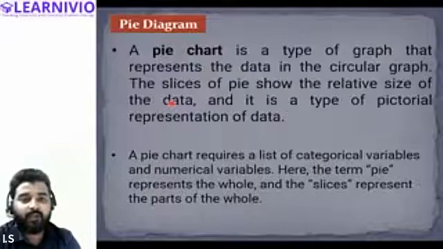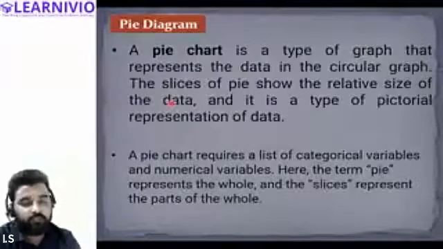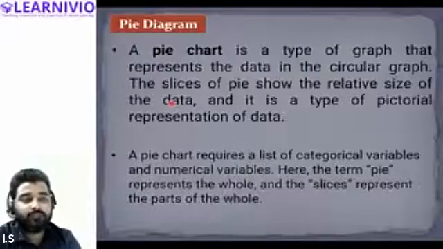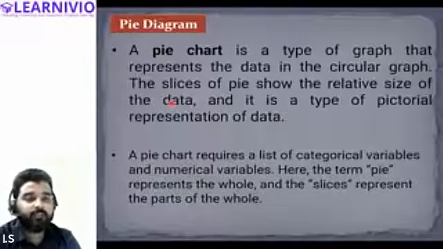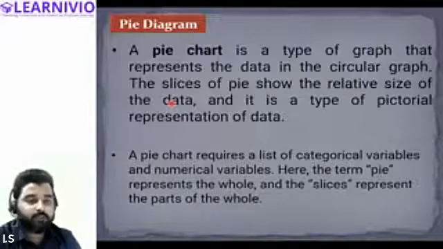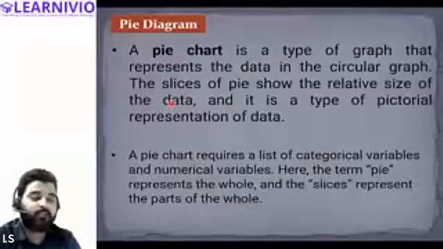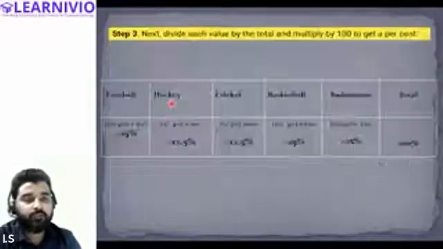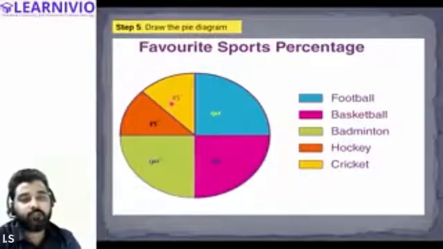So what is a pie diagram? A pie diagram or a pie chart is a type of graph that represents the data in a circular graph. The slices of the pie show the relative sizes of the data, and it is a type of pictorial representation of the data. This is how the pie diagram looks like.